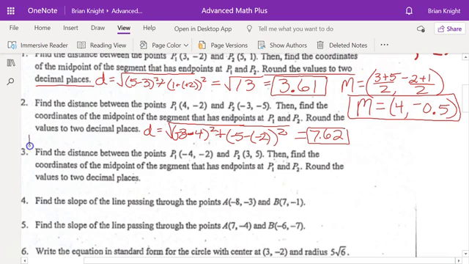And my midpoint formula, again, we just add them up. 4 plus -3 divided by 2, and -2 plus -5 divided by 2. So that's going to be 1/2, 0.5. And -7/2 would be -3.5. Okay?